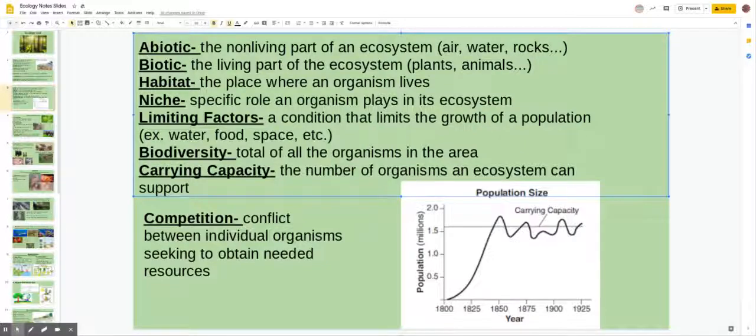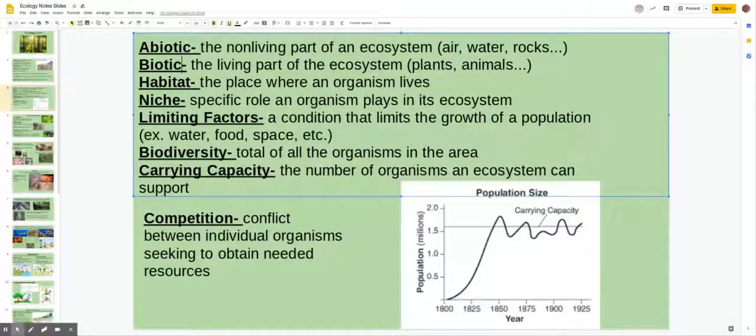Doesn't matter what it is. If it's interacting with another organism or the environment, it is a biotic factor. The habitat is the place where an organism lives, and that organism will take a particular niche or have a particular niche. That is a role that the organism plays in its ecosystem.